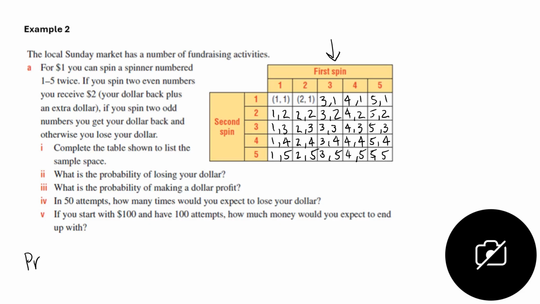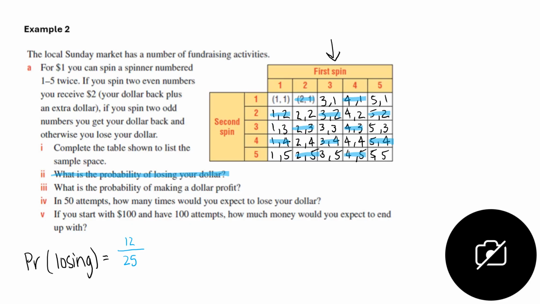So the probability of losing your money, we want to look at all of the odd and even combinations. So this one here, 1, 1 is both odd, 2, 1 is odd and even, odd and even, odd and even, odd and even, odd and even. You will find there's a bit of a pattern to this one. So these are all of my odd and even responses. So 1, 2, 3, 4, 5, 6, 7, 8, 9, 10, 11, 12. There are 12 out of 25 possible spins that I'm going to lose all of my money.